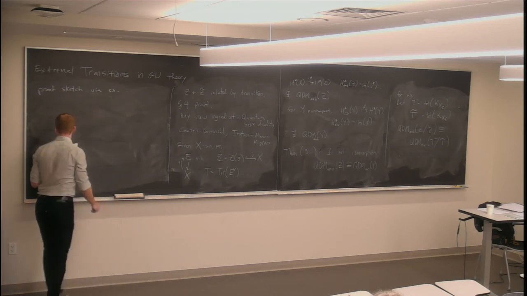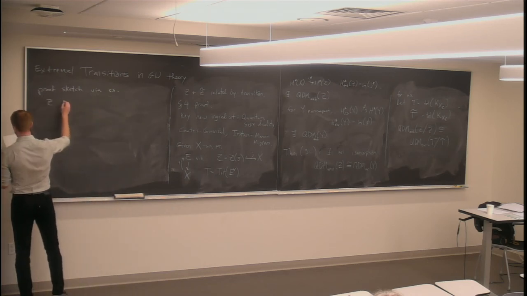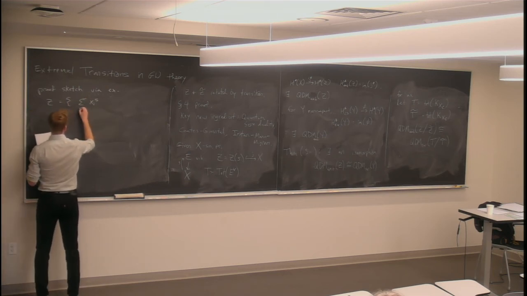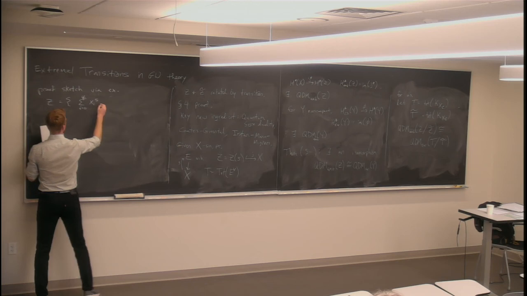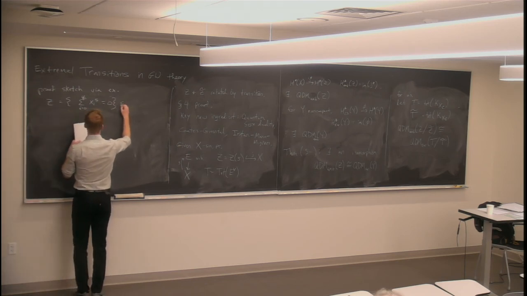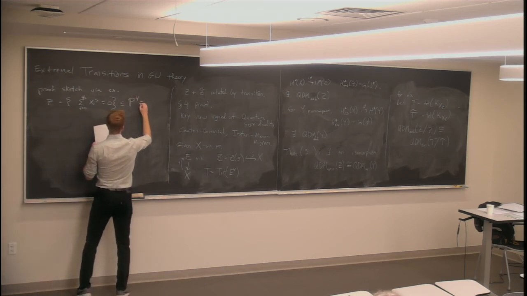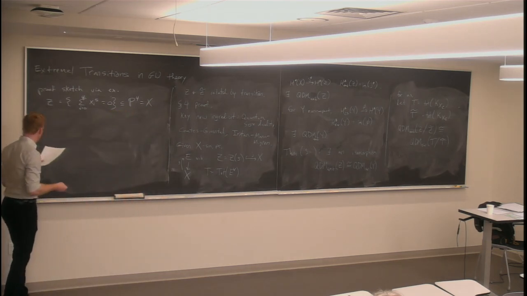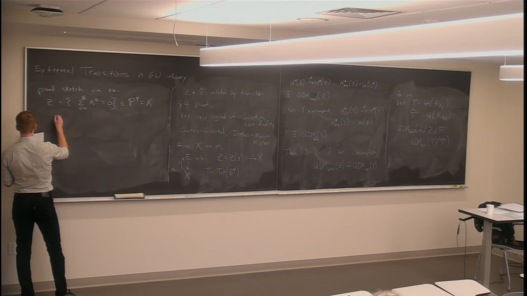Be a specific example. So let Z be the Fermat quintet, plus Z inside P4. So that's my X. So I can degenerate this polynomial or deform it.